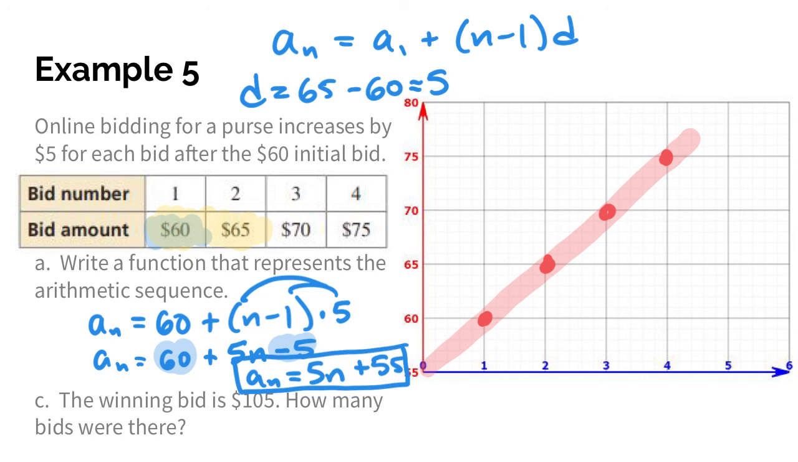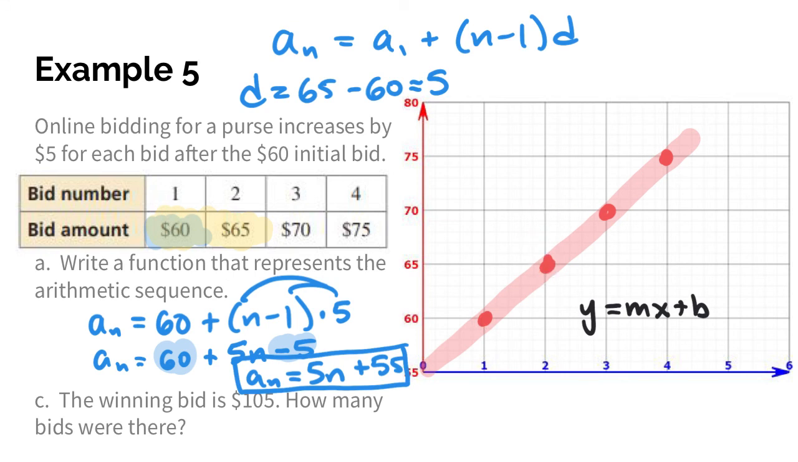Now again, where does this apply to what we've been learning? Well, we've been talking about writing equations of lines. So an equation of a line in slope-intercept form, again, is mx plus b. So notice here you have 5n plus 55. There's your slope, there's your y-intercept. Notice on my graph, we start at 55 on the y-axis, and it goes up 5 over 1, up 5 over 1, up 5 over 1. That represents my slope. Okay?